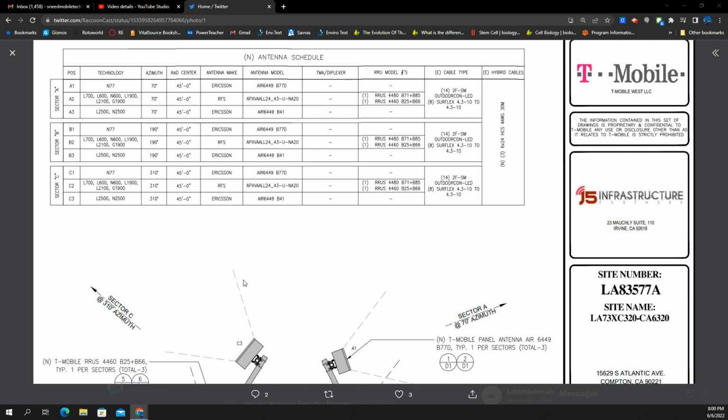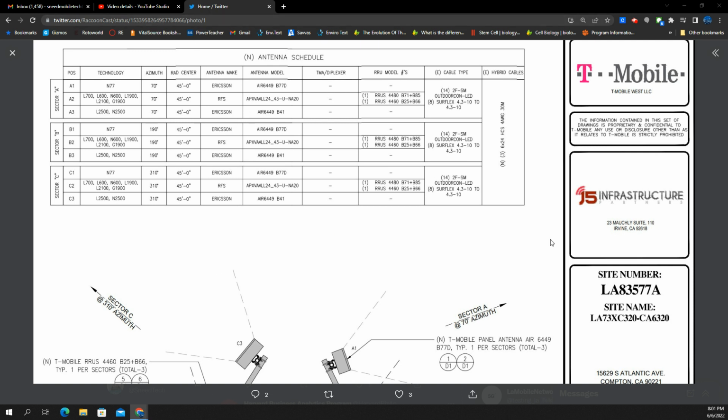And it looks like there are permits. I want to give a big shout out to RaccoonCast over on Twitter. He posted this and I caught it in my feed, so I wanted to share it. Big shout out to them, and I appreciate you sharing this. So let's take a look here.